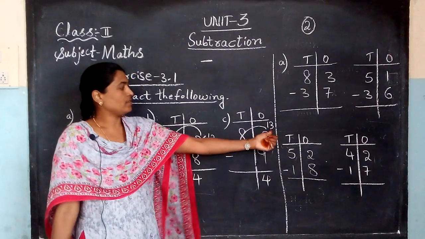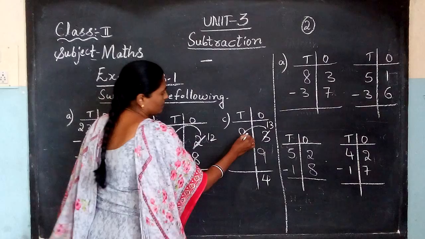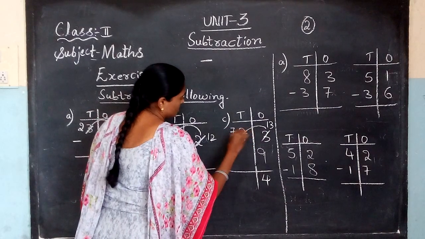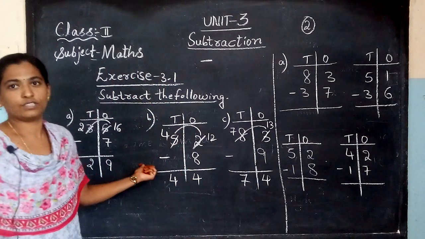From the tens column one number is given to the ones column. What number? One number will be less. The number before 8? 7. Here nothing is there, so this number will come down. I hope you understood this.